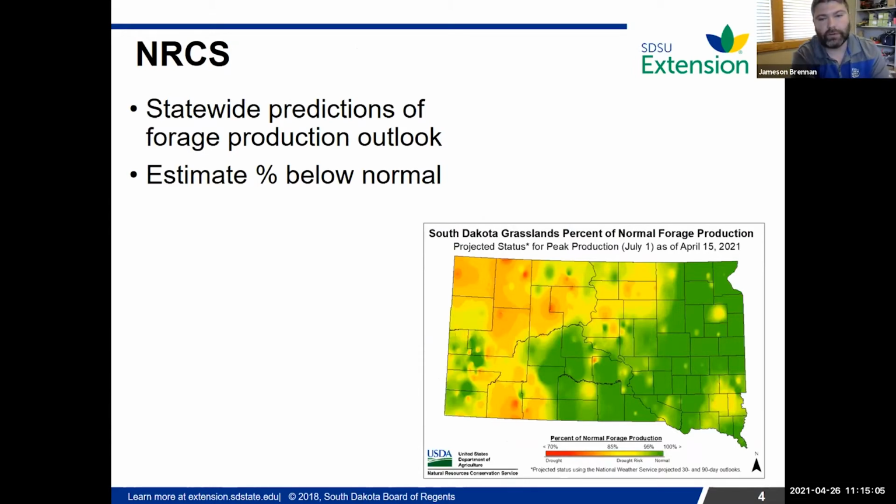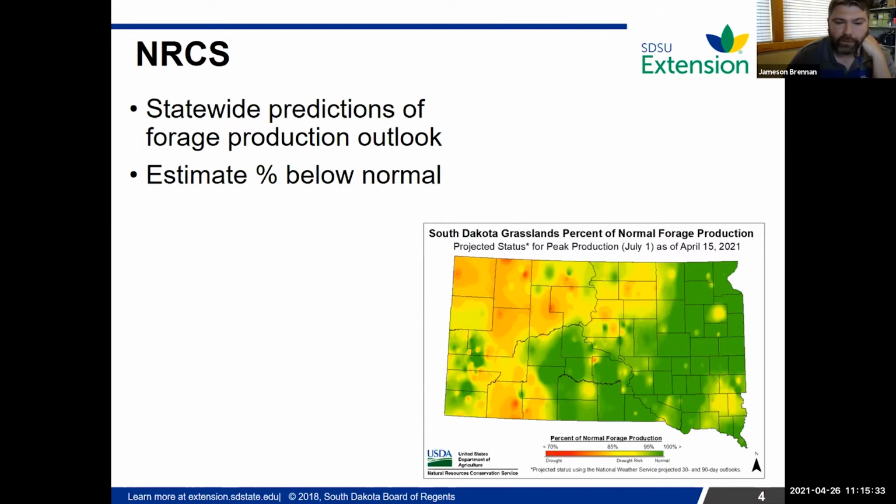forage production prediction. And so these are released, I believe, on a 2-week basis. And this one is from April 15th. And this gives you an estimate of how much forage production, below normal or at normal, that you might expect for the coming year. And so a lot of those counties in the east, you can see you're at green. They're predicting you probably have about near 100% forage production in a lot of those areas.